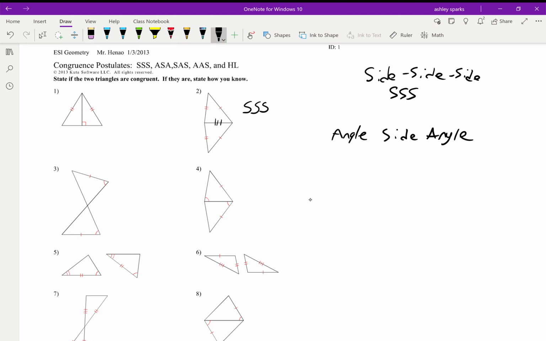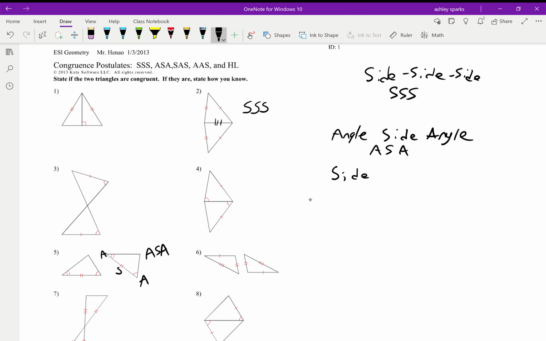If instead I look at this one down here, you see I have this angle, I have that side in between, and then another angle. So my answer here would be angle, side, angle. Next is very similar, ASA. We abbreviate all of these. You don't have to spell out the whole thing.